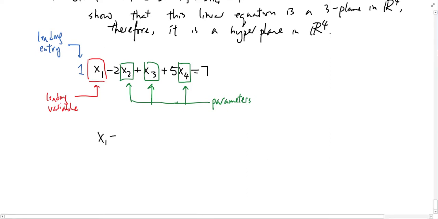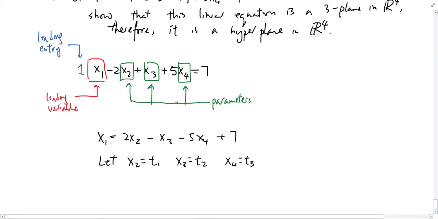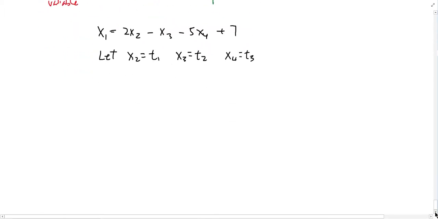I'm going to solve for x1. And then, I'm going to set my parameter. I'm going to let x2 equal to the parameter t1, x3 equal to parameter t2, x4 equal to parameter t3. Now I'm ready to set up my parametric representation. x1 is equal to 2t1. Instead of minus t2, I'm going to say plus negative 1 t2. Instead of minus 5t3, I'm going to say plus negative 5 t3 plus 7.